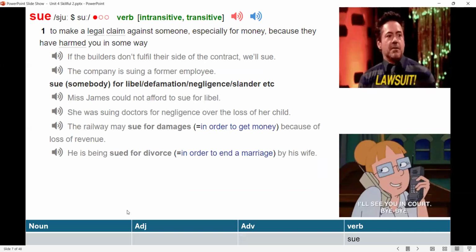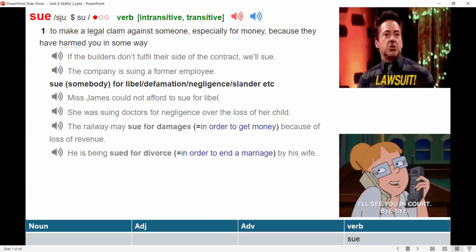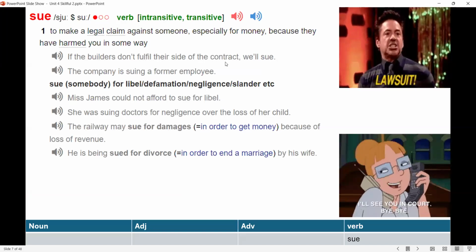Sue. Sue means to make a legal claim against someone, especially for money, because they have harmed you in some way. Sue somebody for something. For example, sue somebody for damages. Sue somebody for negligence. Sue for divorce. And let's read one example here. If the builders don't fulfill their side of the contract, we'll sue. Or the company is suing a former employee.